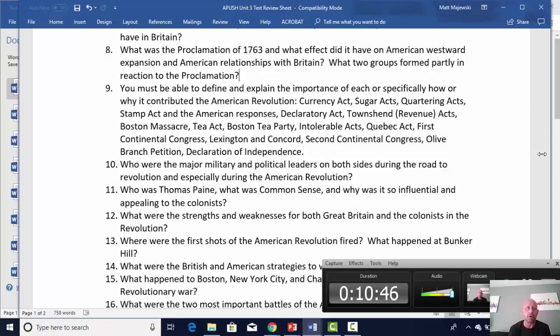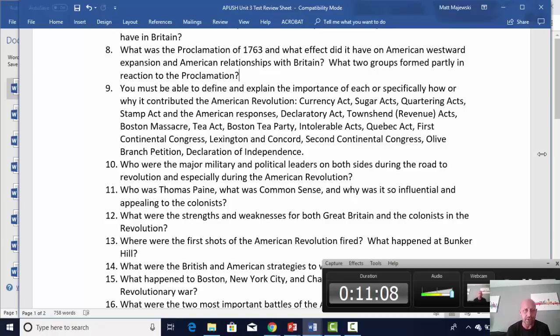The Quartering Act was a law that basically forced colonists to allow British troops to be quartered in their homes. Remember, Americans were bothered by this, one, because they had to pay the cost of it. Two, a lot of Americans felt like it was an invasion of their privacy, that the British government was spying on them and keeping a track of them so that they would not be rebellious.